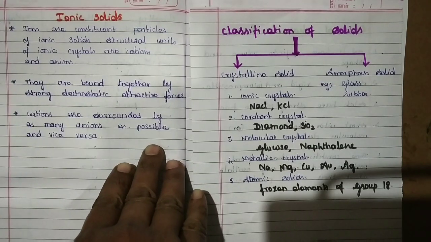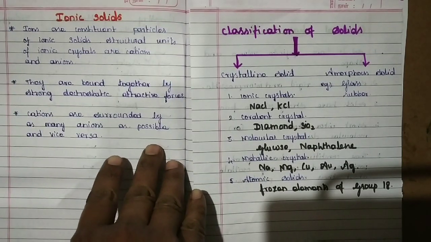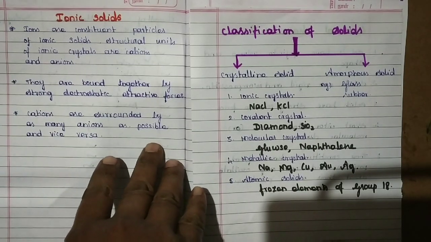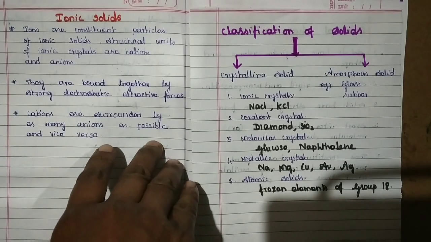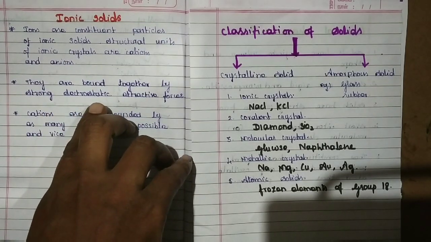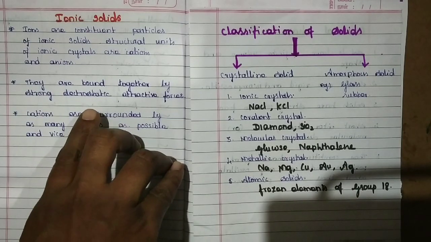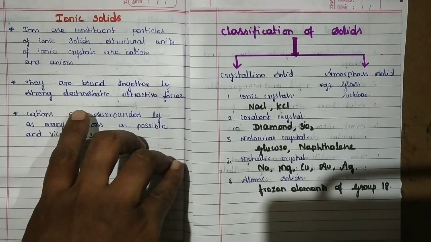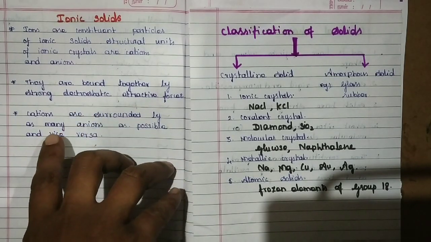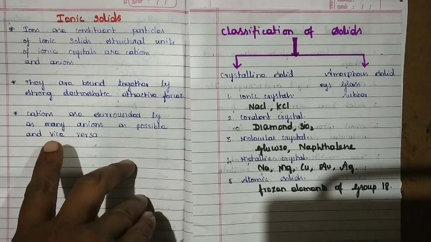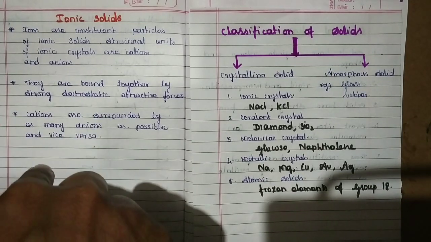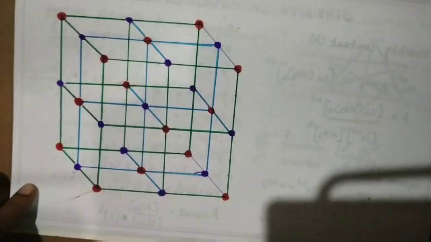The structural units of an ionic crystal are cations and anions. That means ionic solids consist of both cations and anions. They are bound together by strong electrostatic attractive force. Cations are surrounded by as many anions as possible and vice versa, that means cations are surrounded by anions and anions are surrounded by cations.